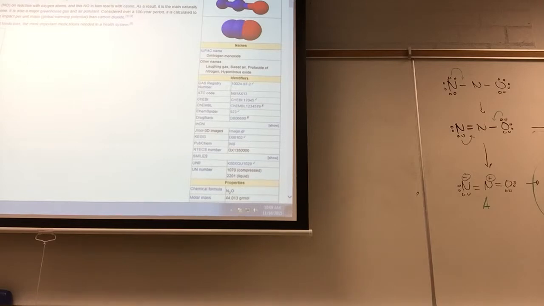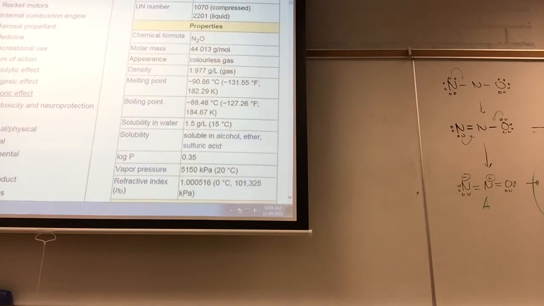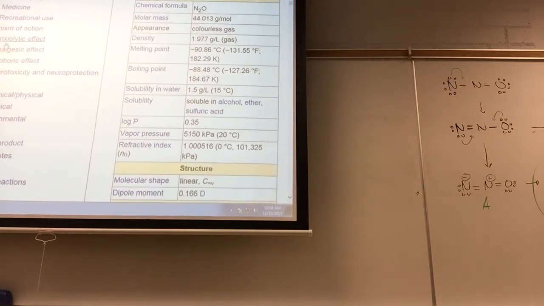If you look at the applications for nitrous oxide, this is a little small, so let me blow it up. Rocket motors. Well, what do you use in rocket motors? They use it as a fuel or an oxidizer. Actually, nitrous oxide could be both, because it's +1, so it could lose electrons or gain electrons. I wonder how they're using it in rocket motors. Internal combustion engines, aerosol propellant, medicine, recreational use. I think the recreational use is illegal.